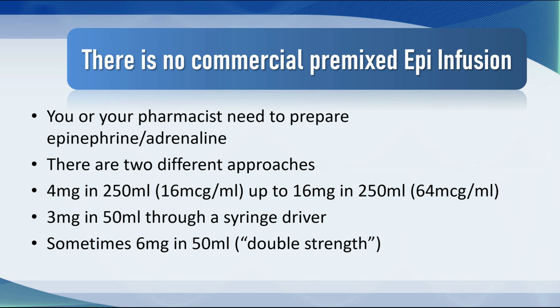However, in the absence of the premixed dose, most hospitals are still putting 3 milligrams in 50 mils through a syringe driver. Sometimes, and I prefer if you didn't do this, the dose is doubled, 6 milligrams in 50 mils and it's called double strength. But this is endlessly confusing and causes all kinds of problems when people don't know what's in the syringe.